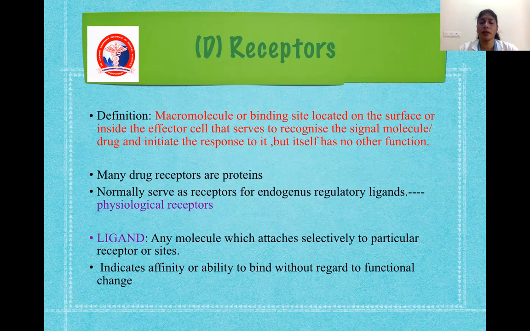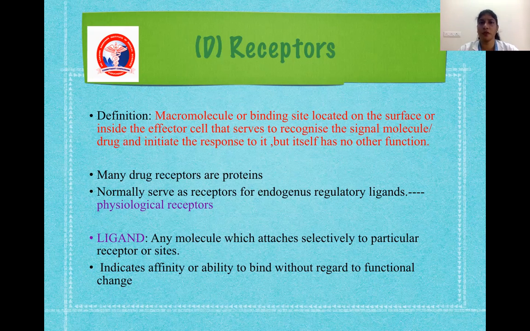Most of the receptors are proteins that normally serve as receptors for endogenous regulatory ligands, the physiological receptors. As we discuss receptors, we should also know what a ligand is, because the ligand is a molecule or a substance or a drug which goes and binds on top of the receptor, which makes the effect of a drug. Any molecule which attaches selectively to a particular receptor or site indicates affinity, or the ability to bind without regard to the functional change. It just has to go and bind with the receptor. That molecule is called a ligand.